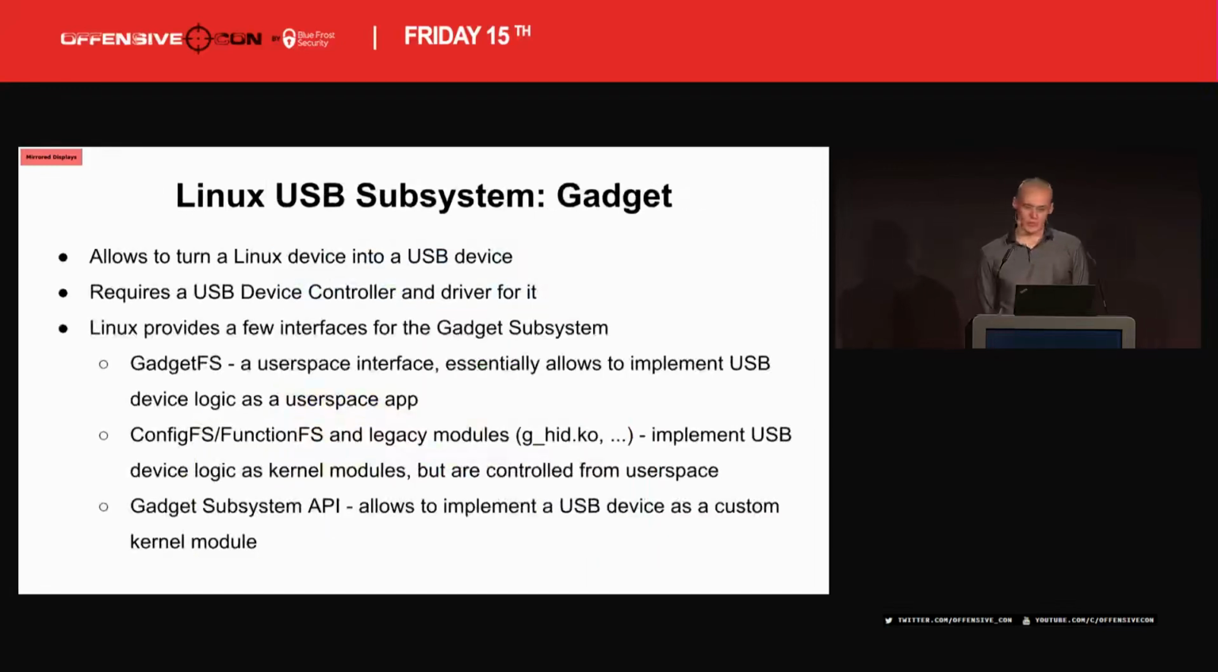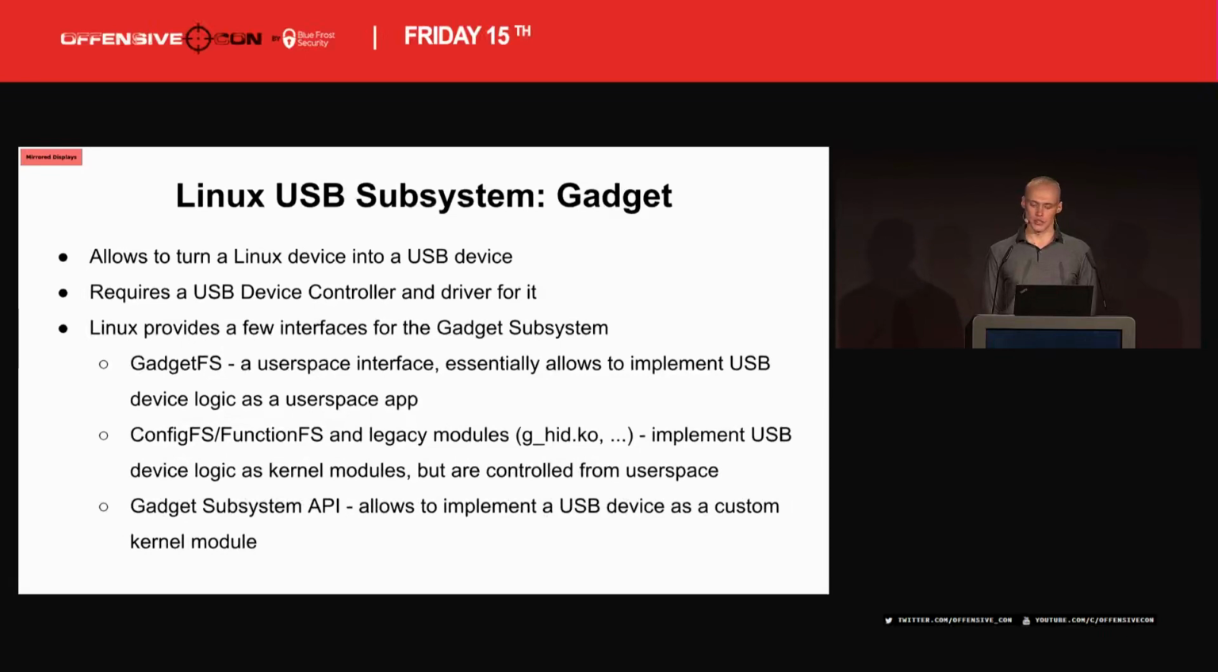So yeah, I was reading a lot of documentation trying to figure out how to do stuff like this. And what I stumbled upon is the thing that's called the USB gadget subsystem. The whole idea is that if you have a Linux device, like some Linux boards usually, you can actually turn them into a USB gadget.